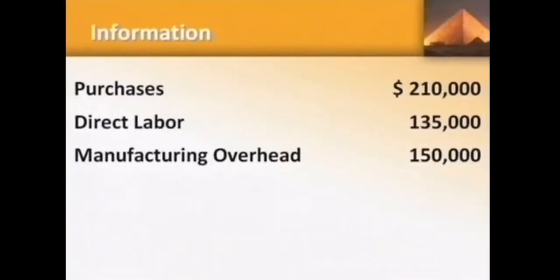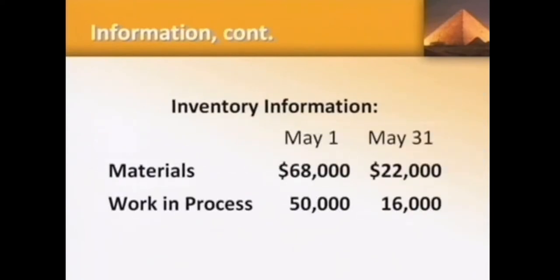Let's review the information provided. Blue Denim Company makes blue jeans. During the month of May, the company purchased $210,000 of materials. Blue Denim incurred direct labor costs of $135,000 and manufacturing overhead of $150,000. Inventory information is listed here. On May 1st, materials inventory equaled $68,000 and on May 31st, $22,000. Work in process equaled $50,000 on May 1st and $16,000 on May 31st.